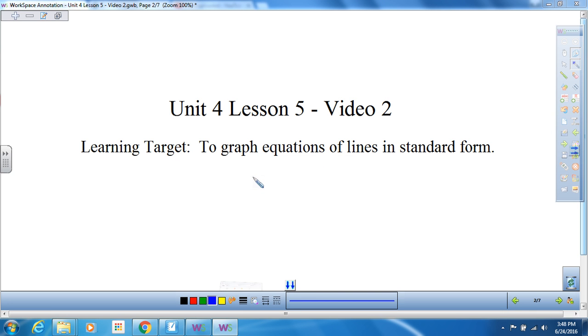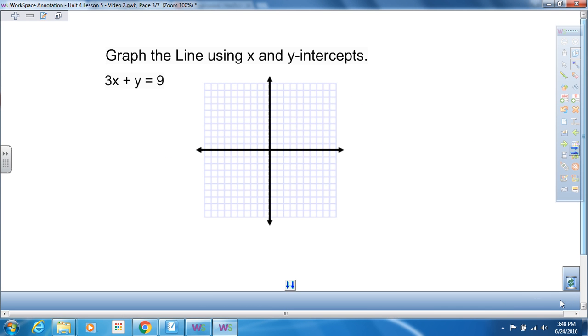So it's lesson 5 from Unit 4, Video 2. So I'm going to be talking more about standard form, and this time we're going to be graphing in standard form. Okay, I'm going to graph the line using x and y intercepts.